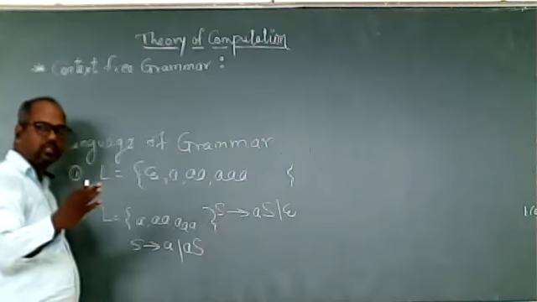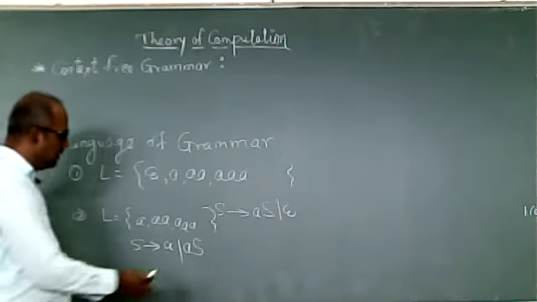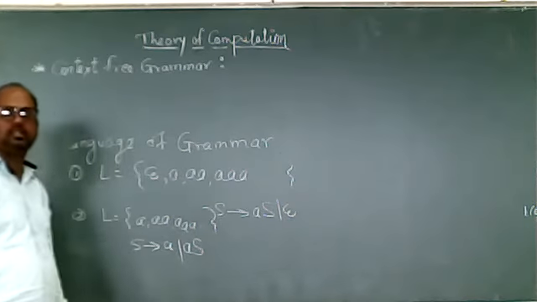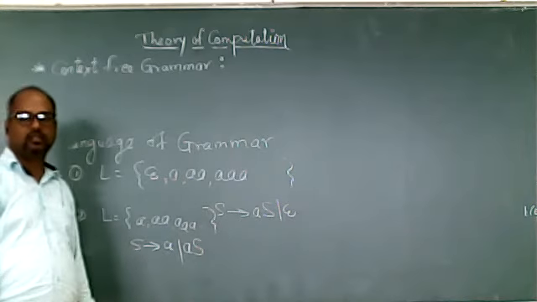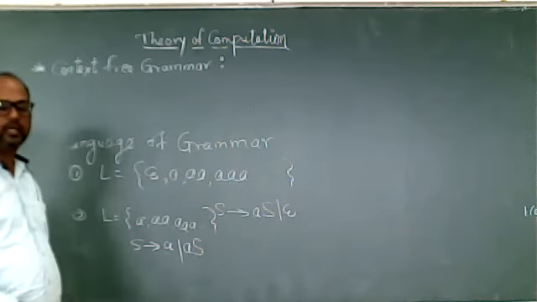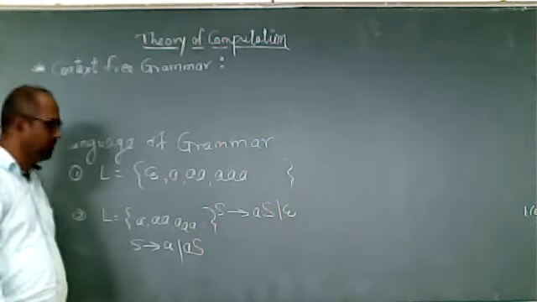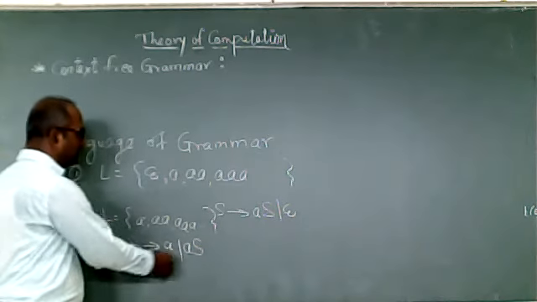When I want to end those productions, when the number of A's is over, I will end with this terminal production, where the variable directly produces the terminal. So these two productions will give me this language.